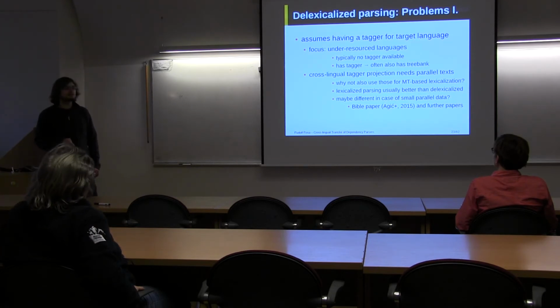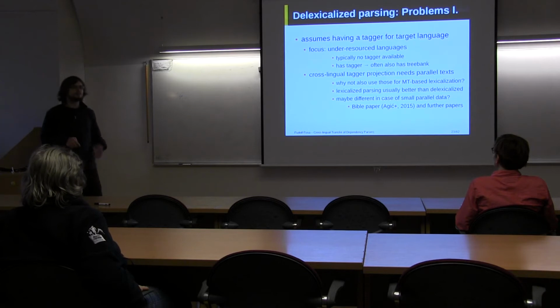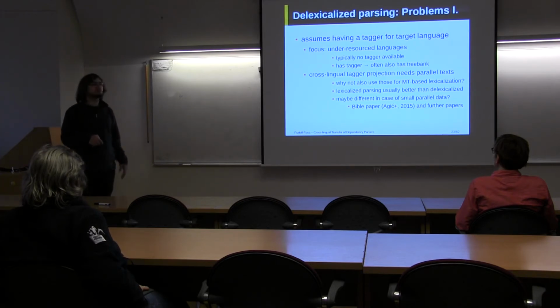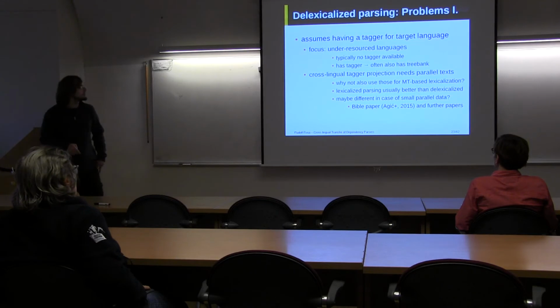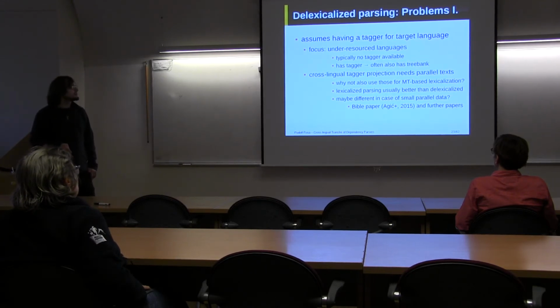If you don't have the tagger, you can still do cross-lingual tagging. Like when we do cross-lingual parsing, why not do cross-lingual tagging? But for that, you need some parallel text, some machine translation, something like that. So once you already have parallel text for the languages, you can also just do lexicalized parsing in the cross-lingual setting as well. So it's not really clear how that works if the data you have is small.